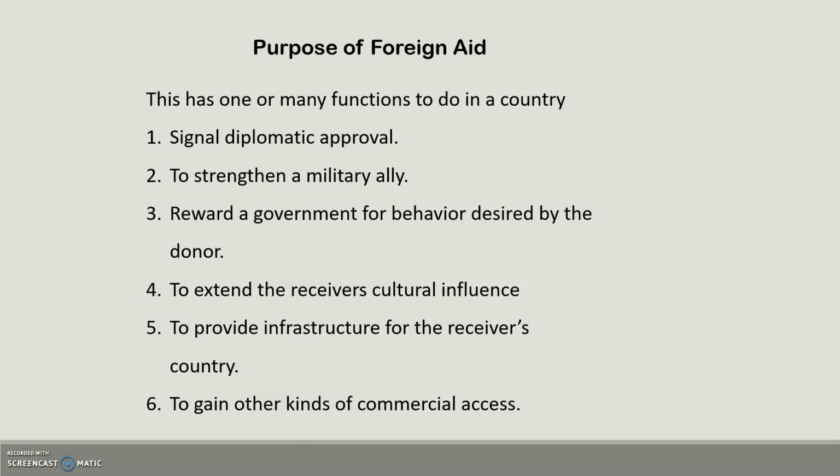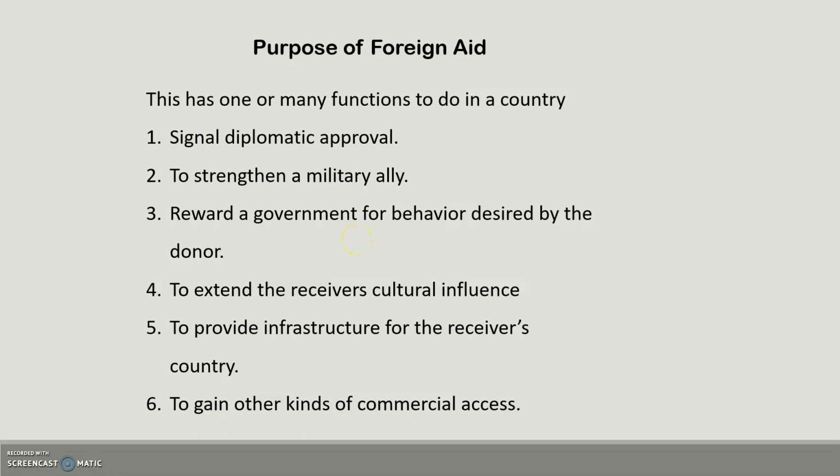So they say to the donor country, you have to give me military security. The donor country sends its military forces into country B, so that is to strengthen the military ally in country B. Another purpose is to reward a government for behavior desired by the donor. Again, for example, countries A and B.